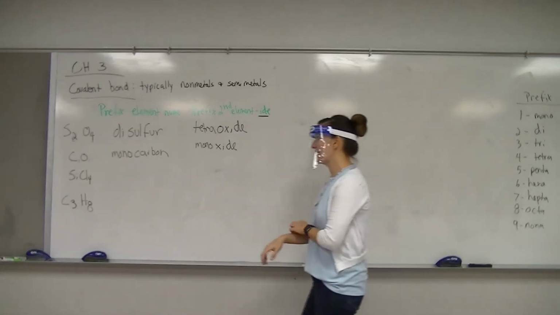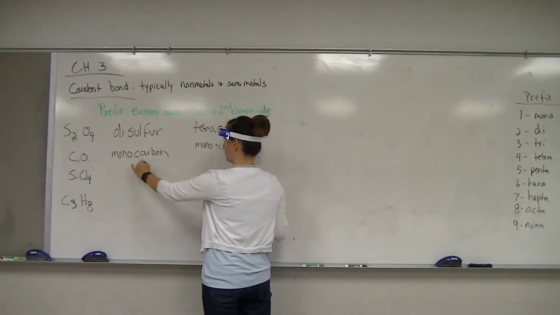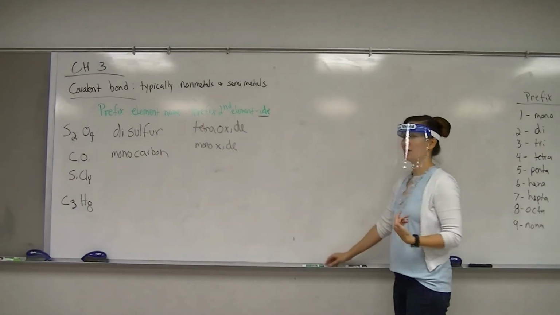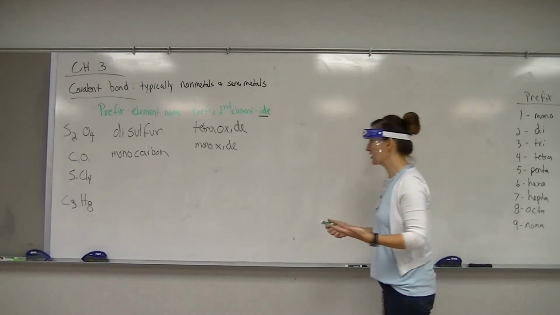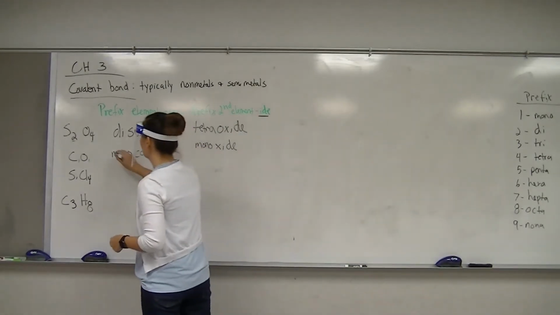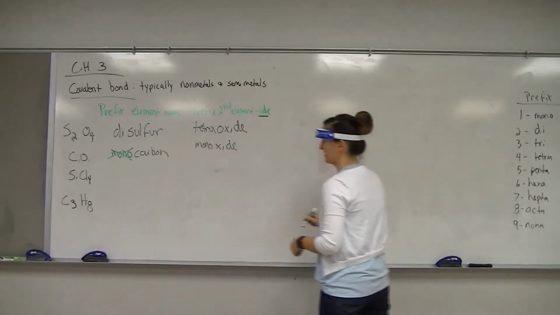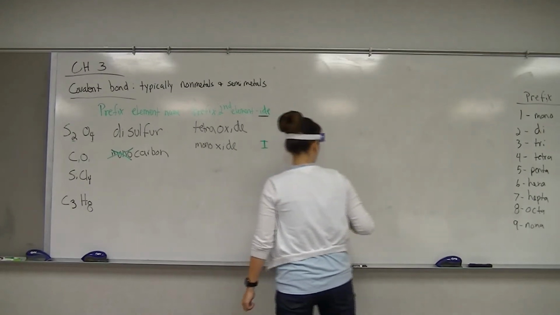Now if you read this name, it sounds a little funny, because you've probably heard of this compound before. Monocarbon monoxide. Well, we don't call it monocarbon monoxide, we just call it carbon monoxide, just like carbon dioxide, right? So this is where there's an exception. There's always exceptions to everything in chemistry, right? And that exception is on the first element.